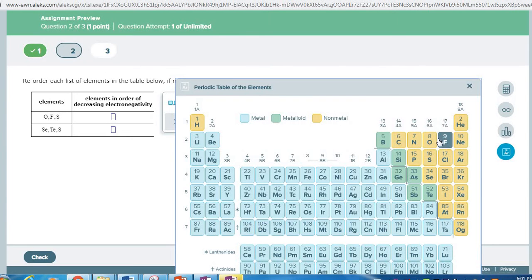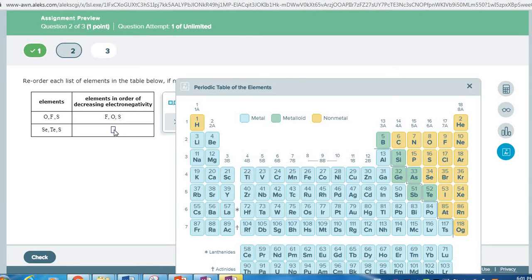And so fluorine, if you remember our trends, is going to be the most electronegative. That should be first. Oxygen is right next to it. That will be second. And then as we move down a period, it'll be slightly less electronegative on the sulfur. And so my list should go F-O-S. So I type that in, F, O, S. And that should give me a right answer.